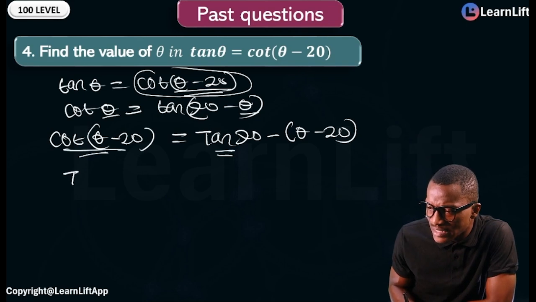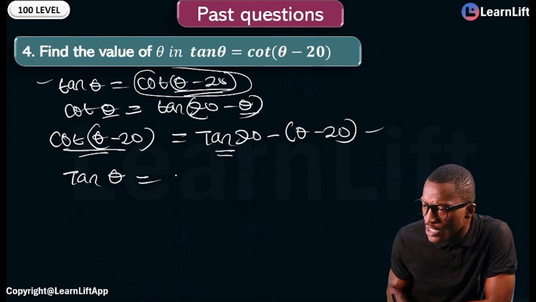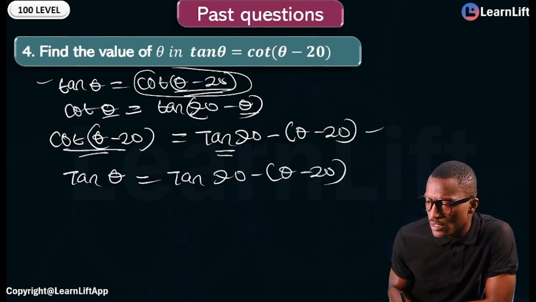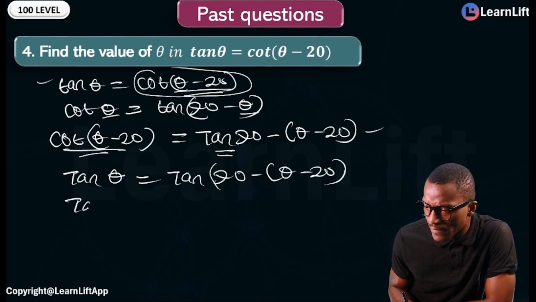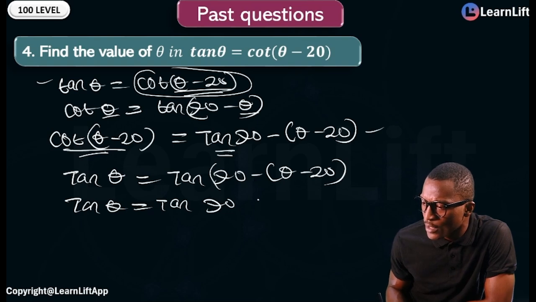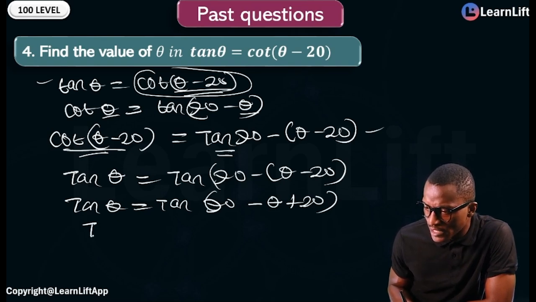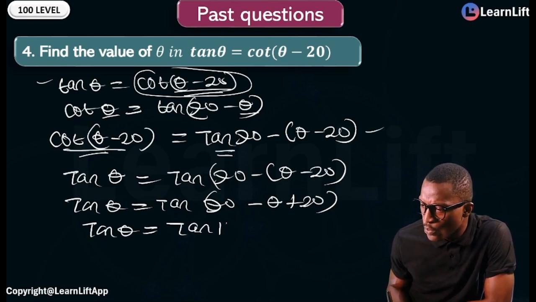Therefore, that means we can say that tan theta, what is left, will go with what is left. Tan theta will be equal to tan 90 minus bracket theta minus 20. First of all, tan theta will now be equal to tan, that becomes 90 minus theta plus 20. That becomes tan theta equal to tan 90 plus 20, that's 110, and minus theta.